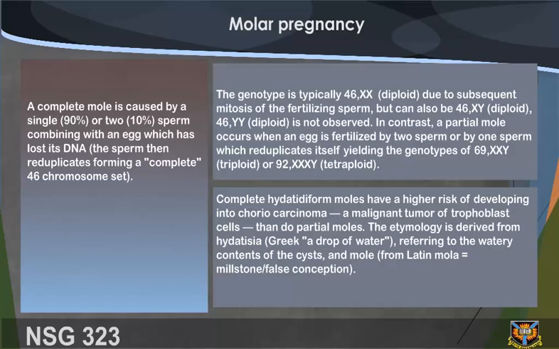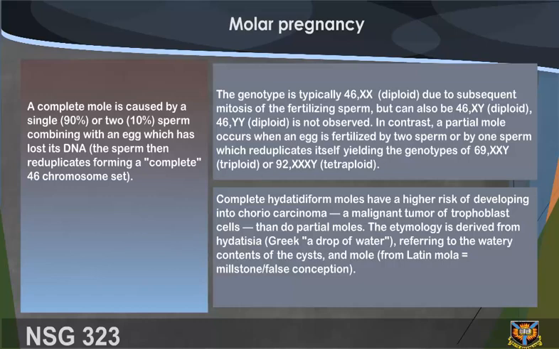The genotype is typically 46XX diploid due to subsequent mitosis of the fertilizing sperm, but can also be 46XY diploid. 46YY diploid is not observed.